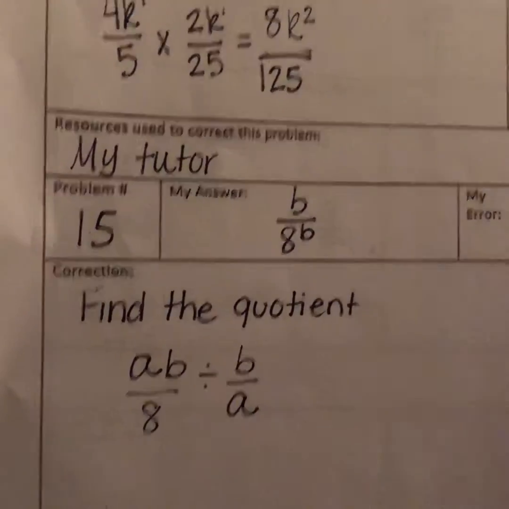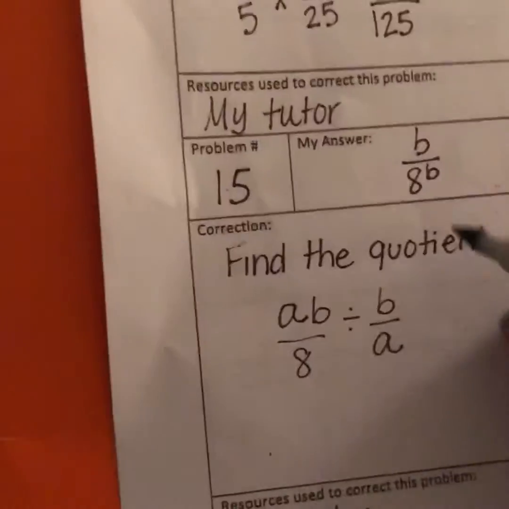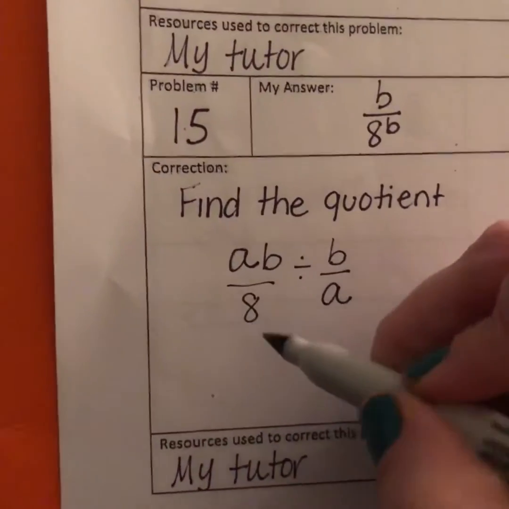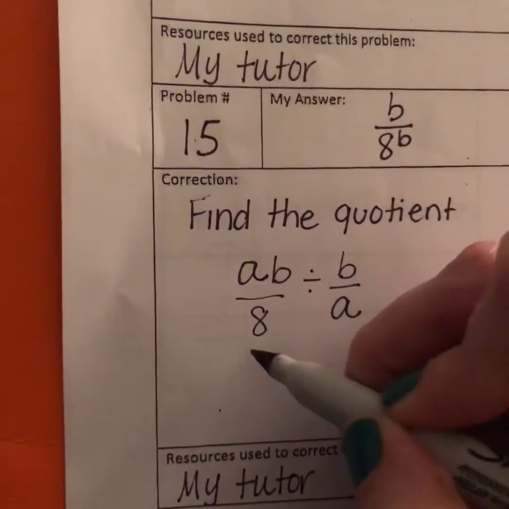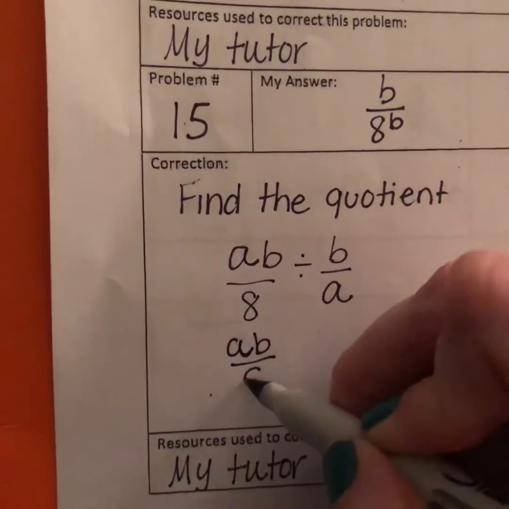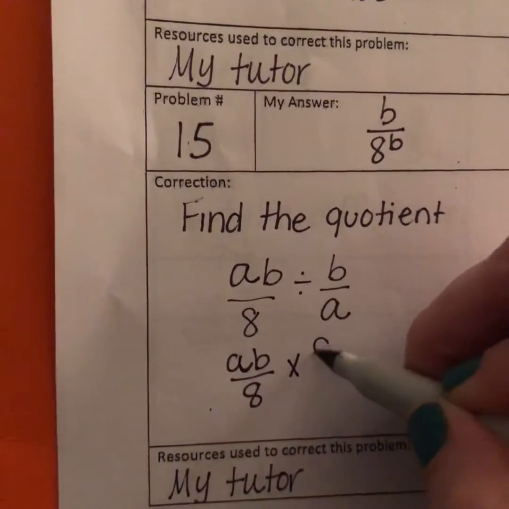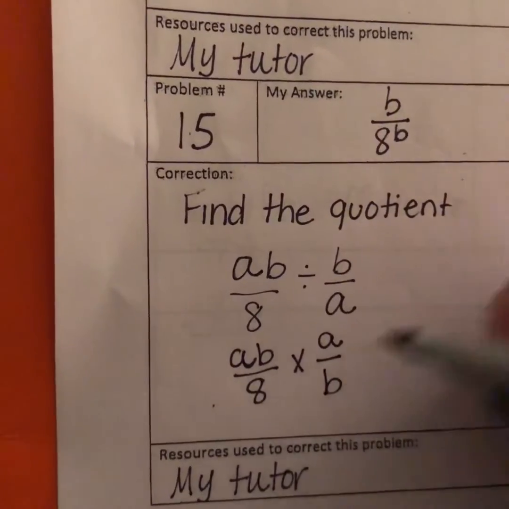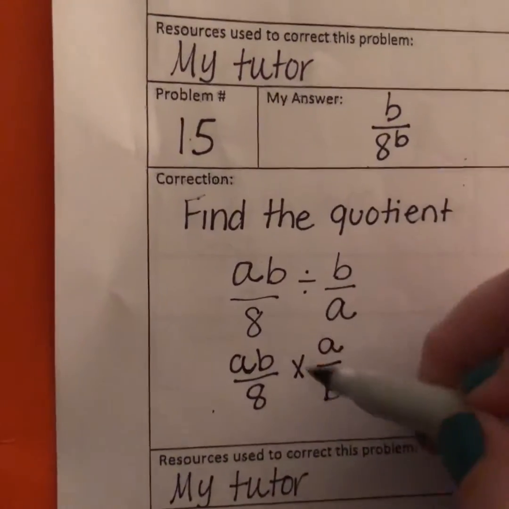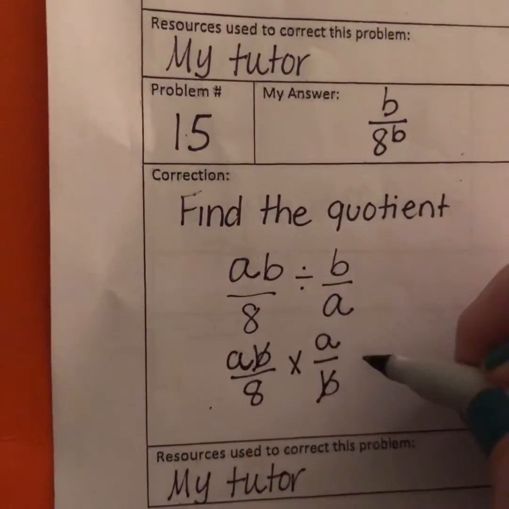Okay, for 15, same thing. We have variables here. So we need to do keep, change, flip. So keep the AB over 8, change to multiplication, and flip A up top, B on the bottom. Can we simplify? Yes, we can cancel out both of these B's, and that's all we can do.